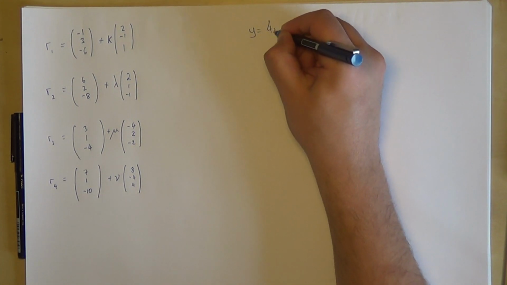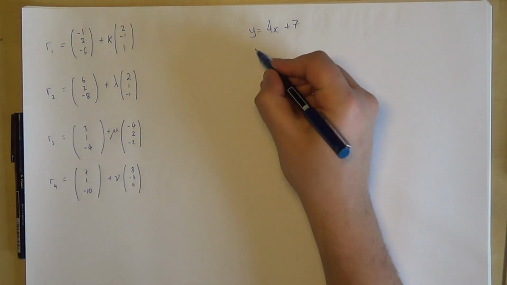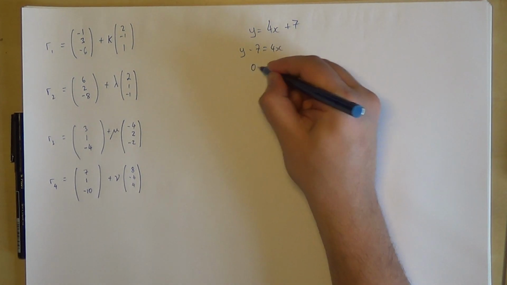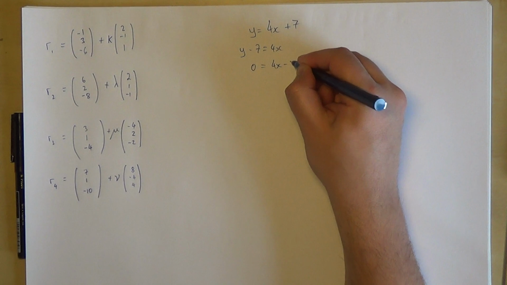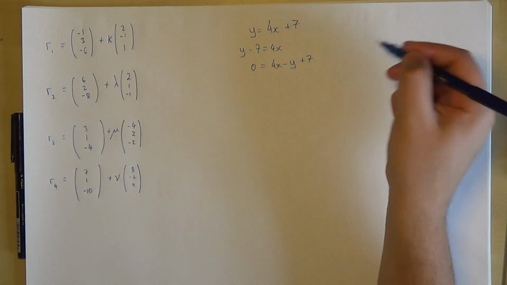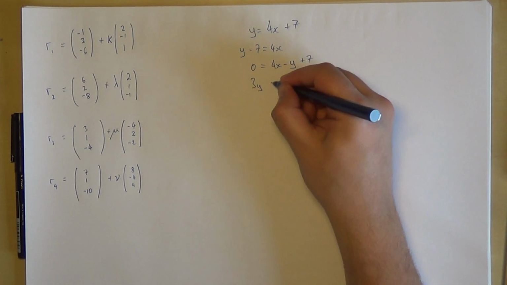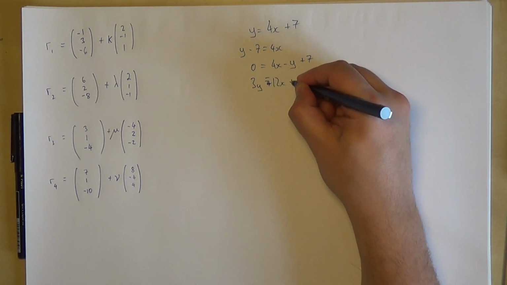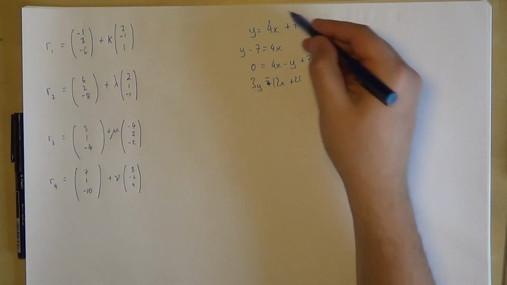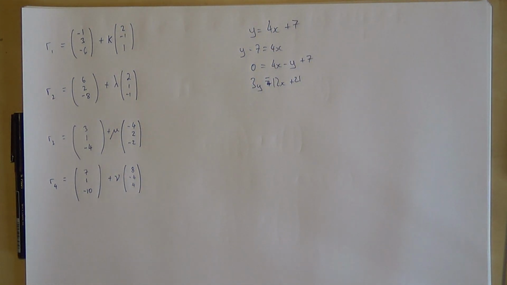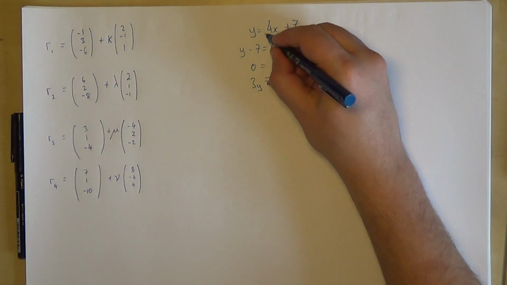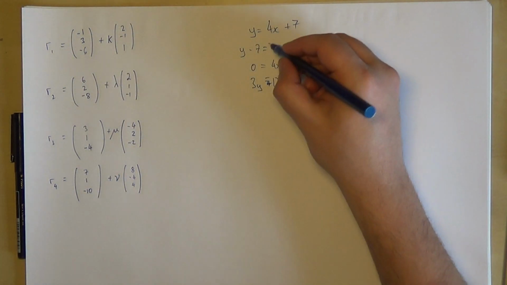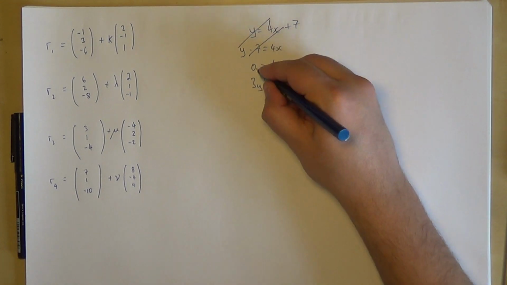Something like y equals 4x plus 7 is the same as y take 7 is 4x. It's the same as nothing is 4x take y plus 7. It's the same as 3y plus 12x, equals 12x plus 21. There's lots of things that look different but are in fact the same and can be rearranged. So we're going to look at some ways of checking that information out of this form of the equation. So we're done with that for now.